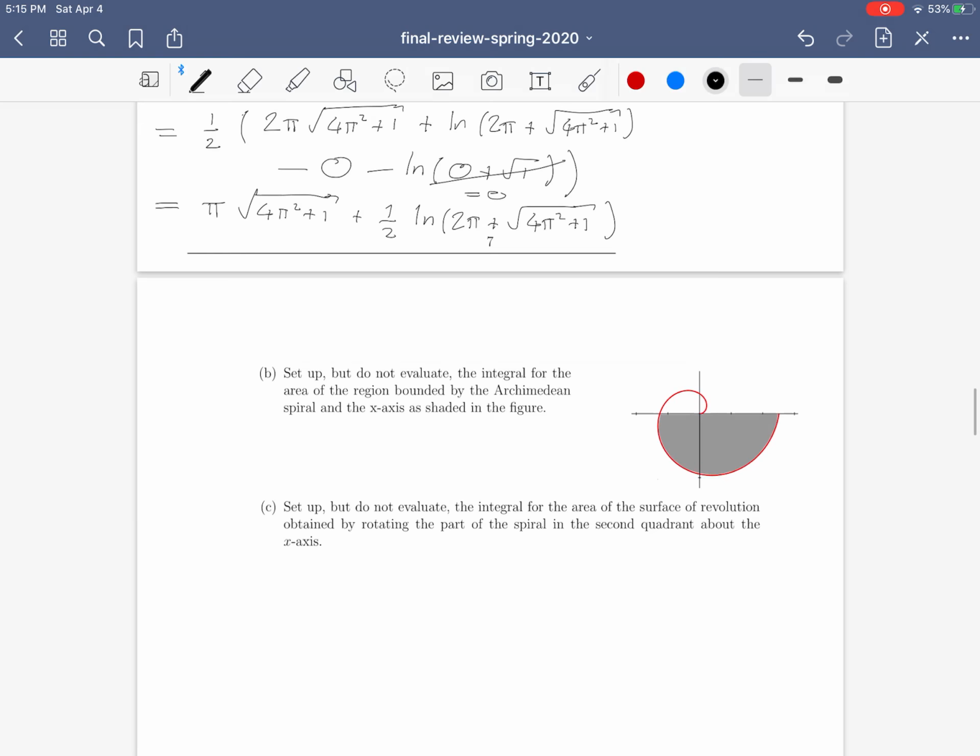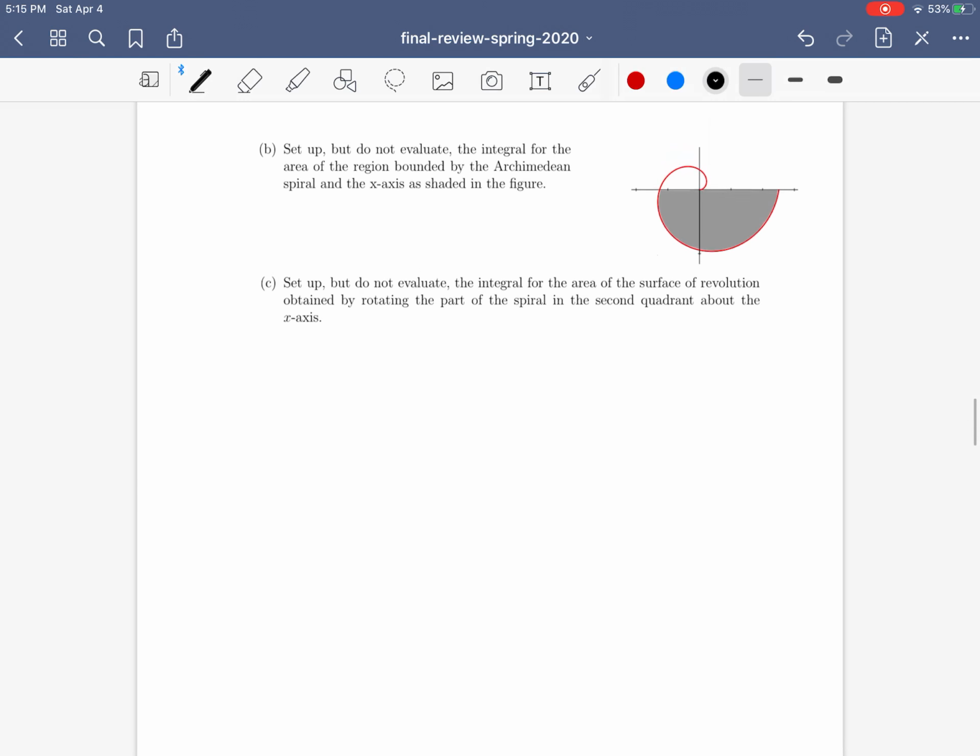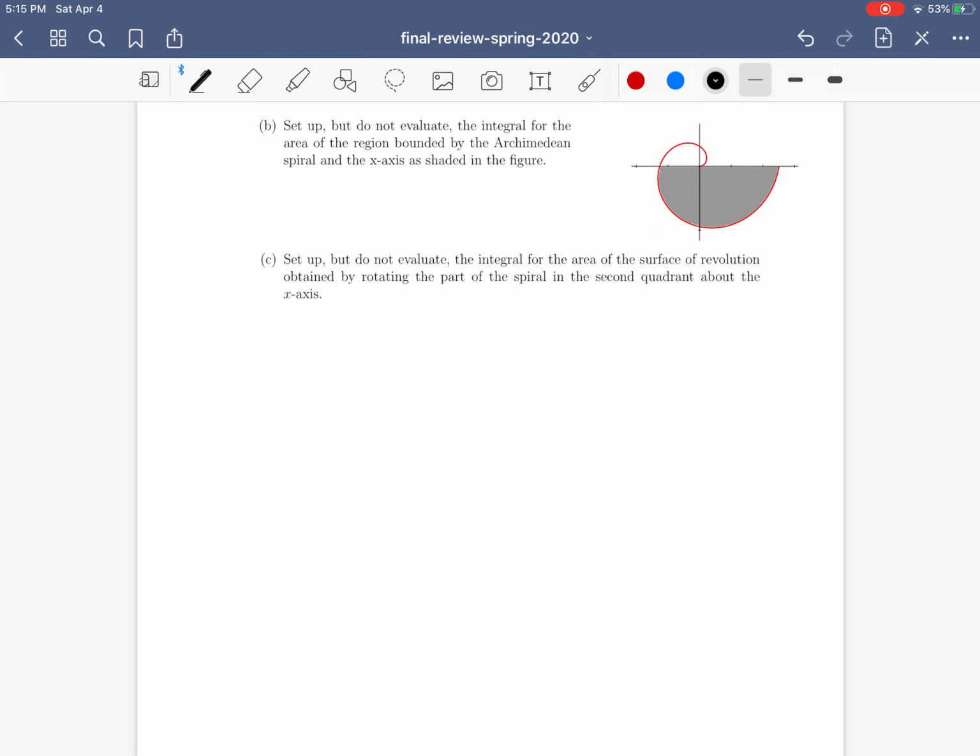So here is our curve again, and now in this part B we're asked to set up, but we're not asked to evaluate, the integral for the area of the region bounded by the Archimedean spiral and the x-axis. Okay, so this is the region that's been shaded for us in this figure here.